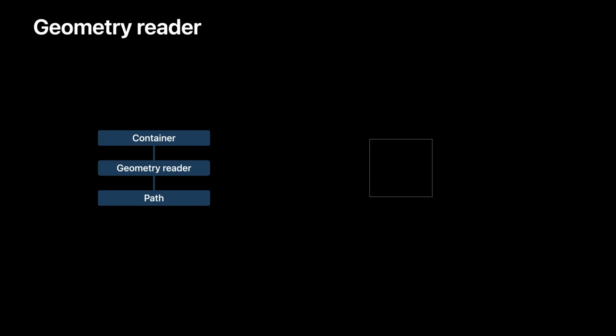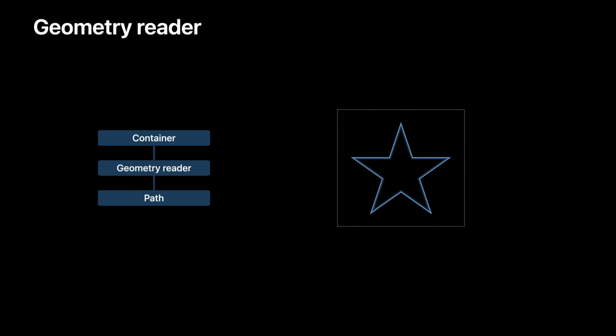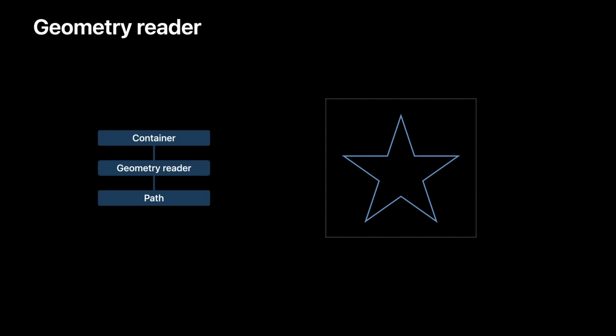This is great for things like drawing a path that scales with its container. The geometry reader tells the path logic how much space it has to work with, and the path logic inside the subview adjusts accordingly. If the container changes size, so does the path, because the geometry reader passes along the new size.